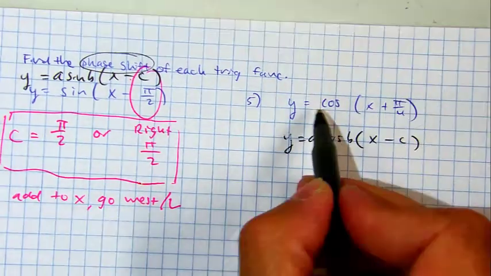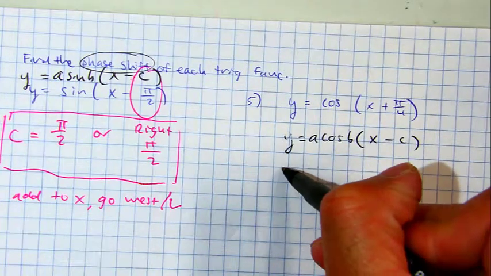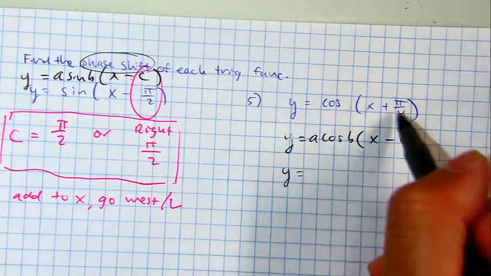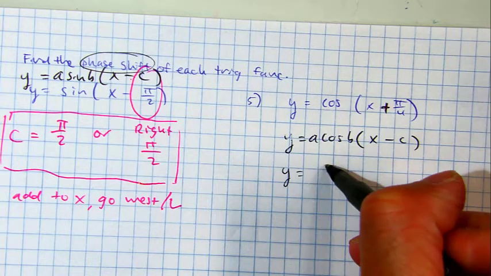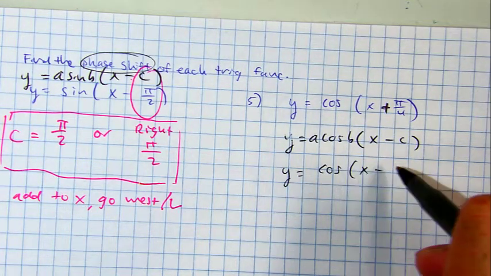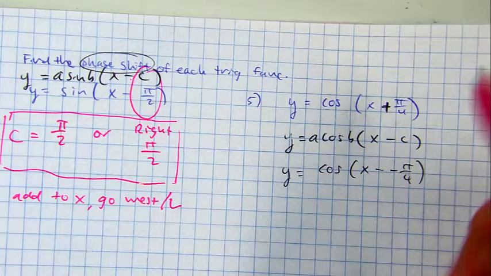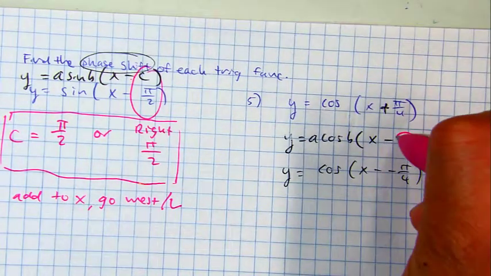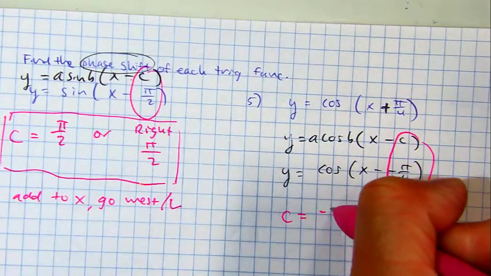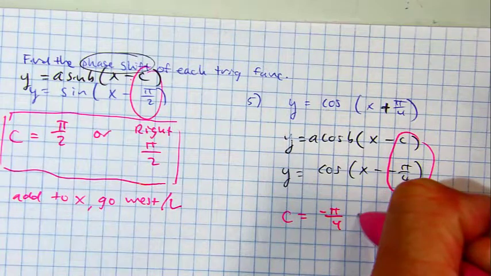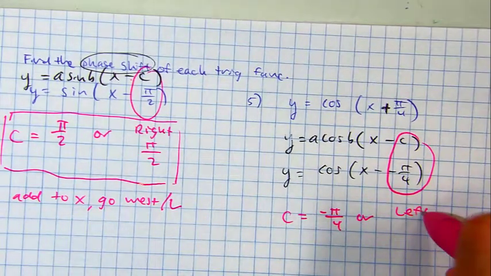And do you need to do anything to this one to match it? You can also change the plus sign to minus negative. Yes. What's your C value? Negative 5. And which direction are you going? This means left. Pi over 4.